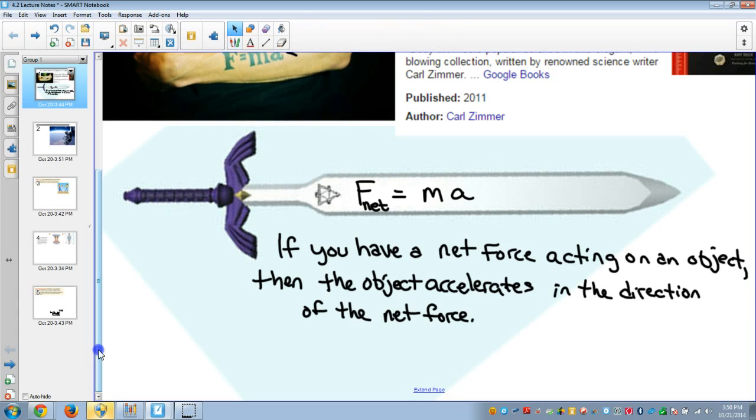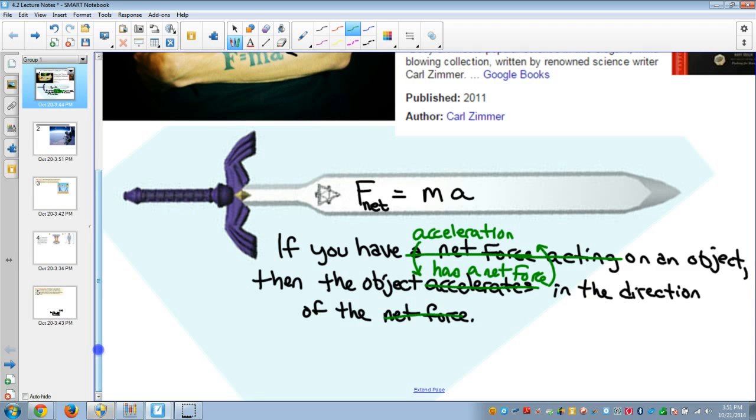If you have a net force that's acting on an object, then the object accelerates in the direction of that net force. And I can say this a different way too. I can say if you have acceleration, I'm going to switch it around. You have acceleration on an object, then the object has a net force. See what I did? I switched these around. Acting in the direction of the acceleration.